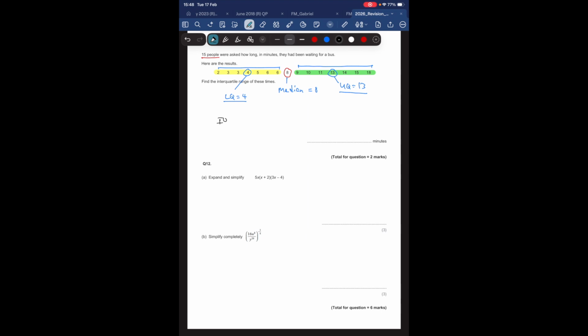The interquartile range is just the difference between the upper quartile and the lower quartile. In other words, it's the upper quartile minus the lower quartile. That's going to be 13 take away 4, and that's going to give us a value of 9. So our interquartile range is going to be 9.